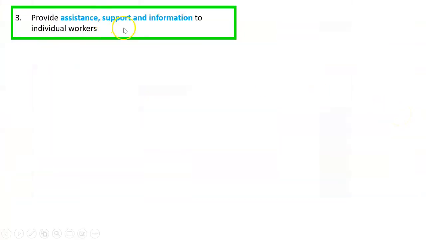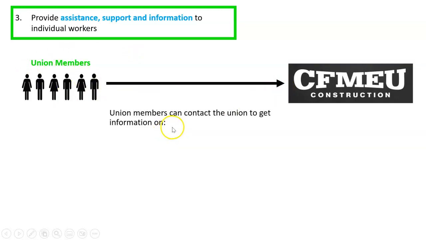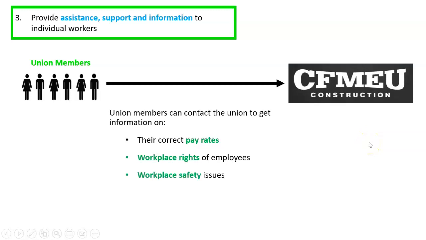Third, they provide assistance, support and information to individual workers. So if I'm in the union, in this case the CFMEU, I can contact that union and get information on what's the correct pay rate for my current situation. What are my rights at work? What are the safety issues that my employer should be taking care of? Things like superannuation and maybe even investment advice.